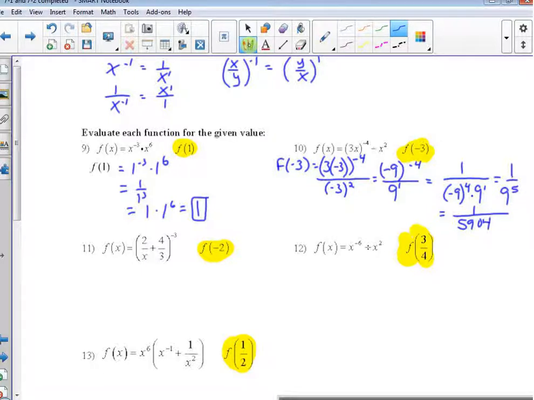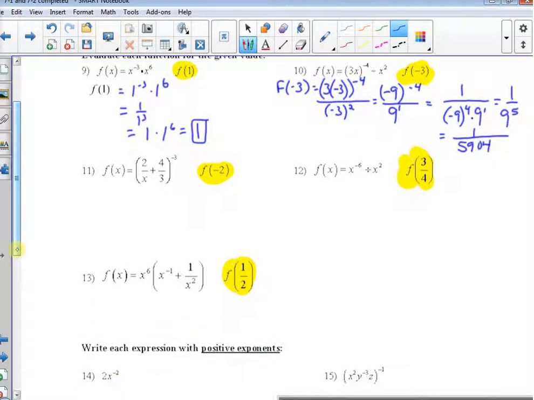Okay? Number 11, f of negative 2. So f of negative 2, that's going to equal 2 over negative 2 plus 4 over 3, all of that to the negative 3. Now you could probably use your calculator, but I'm not going to. I'm going to convert the 2 over negative 2 to 3. I'm going to make it negative 3 over 3. That's the same as 2 over negative 2 because I'm going to get a common denominator.